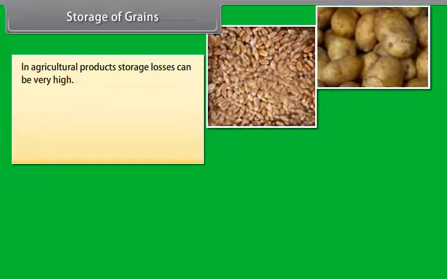Storage of grains. In agriculture products, storage losses can be very high.